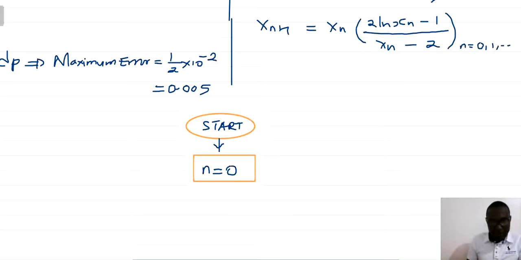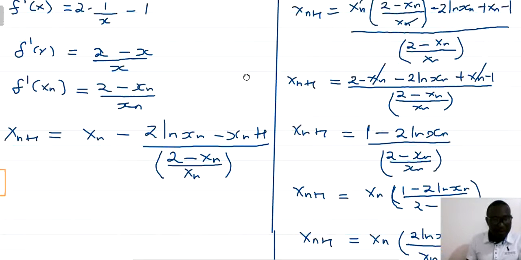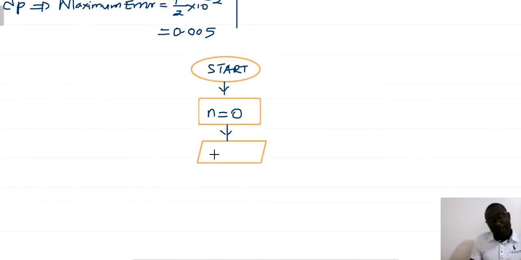So let's see what the question demands of us. The flowchart that reads the initial value x naught. So we are also going to read x naught. Read is a command, okay? Read is a command, and therefore it should be represented in the parallelogram. So I'm going to bring here my parallelogram. So this here is where we're going to read the initial value x naught, right?